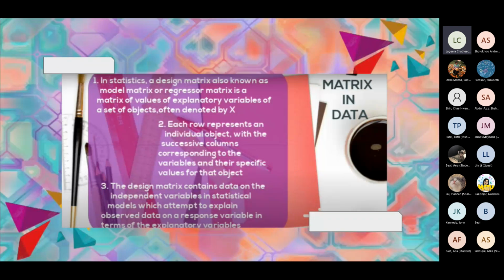Matrices in data. We use matrices in statistics as a design matrix, which is also known as a model matrix or a regressor matrix, which is a matrix of values of explanatory variables of a set of objects, often denoted by X. Each row represents an individual object with the successive columns corresponding to the variables and their specific values for that object. And three, the design matrix contains data on the independent variables in statistical models which attempt to explain observed data on a response variable in terms of the explanatory variables.